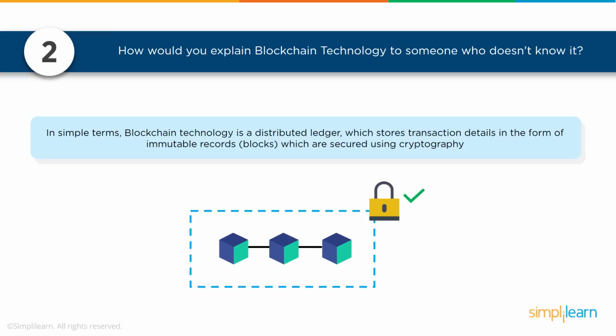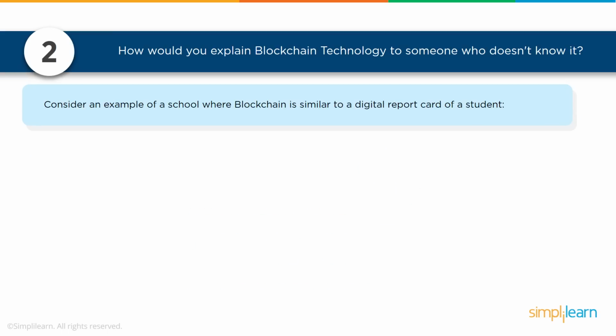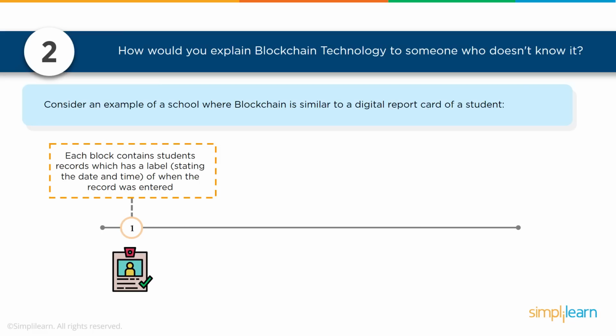Second, how do you explain blockchain technology to someone who doesn't know it? In simple terms, blockchain technology is a distributed ledger which stores transaction details in the form of immutable, non-modifiable records called blocks, which are secured using cryptography. To explain it simply, let's consider an example of a school, where blockchain is similar to a digital report card of a student. Each block contains a student's record which has a label stating the date and time of when the record was entered or registered on the blockchain.